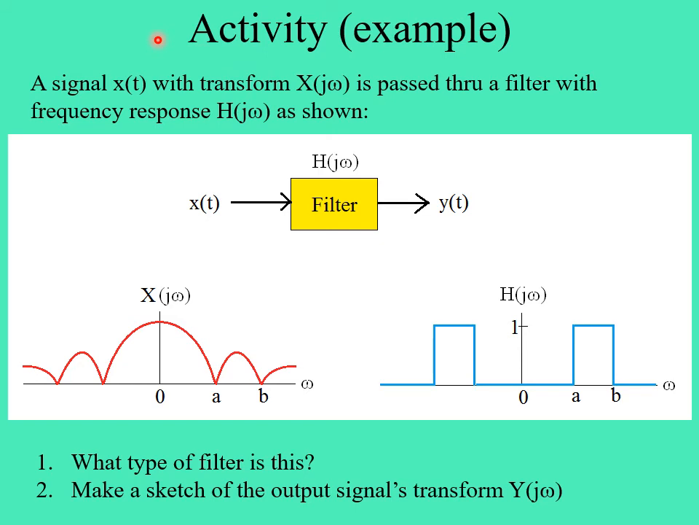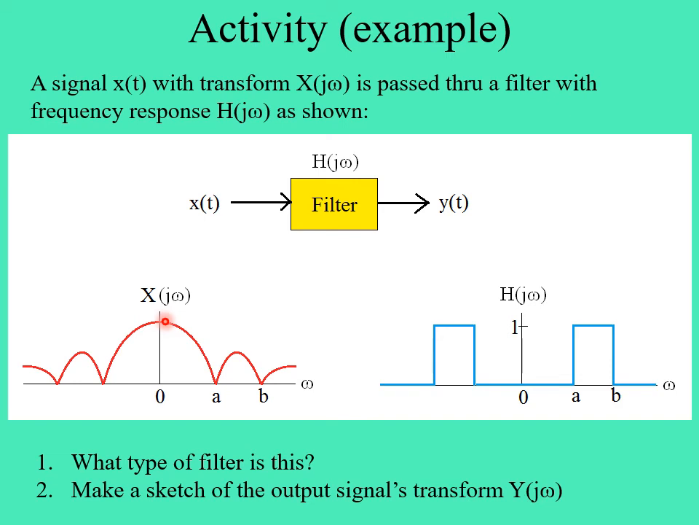So here's an activity example for you to do. Let's see what we've got here. It says a signal x of t with a Fourier transform X of j omega, which is shown down here, is passed through a filter with frequency response H of j omega as shown. So here's the block diagram of our system. We've got a filter here, and the filter's frequency response H of j omega is plotted down here. And the signal that's going in has a Fourier transform given by X of j omega, which is shown here.